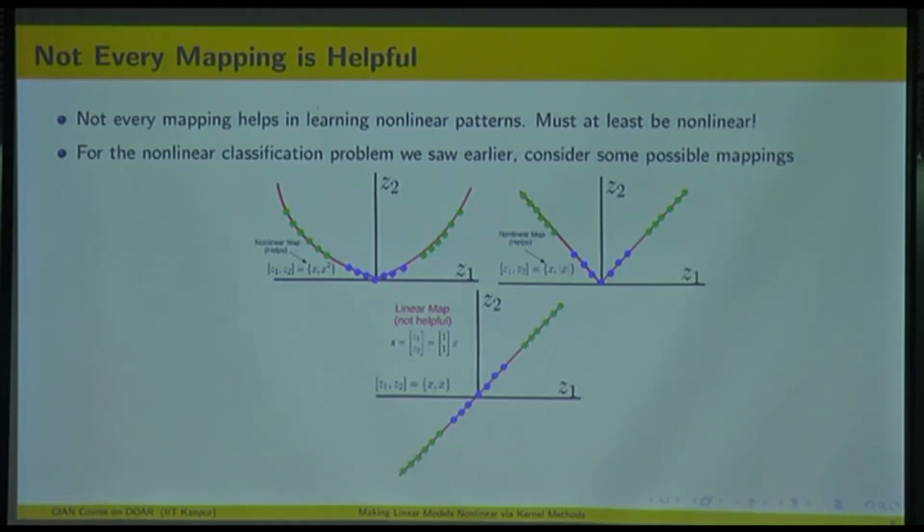We essentially need non-linear mappings. Like the one, so here clearly x comma x squared is a non-linear mapping, x comma mod of x is also a non-linear mapping, but x comma x is not a non-linear mapping, which is why this transformation, even though higher dimensional, will not work for this problem. Okay.